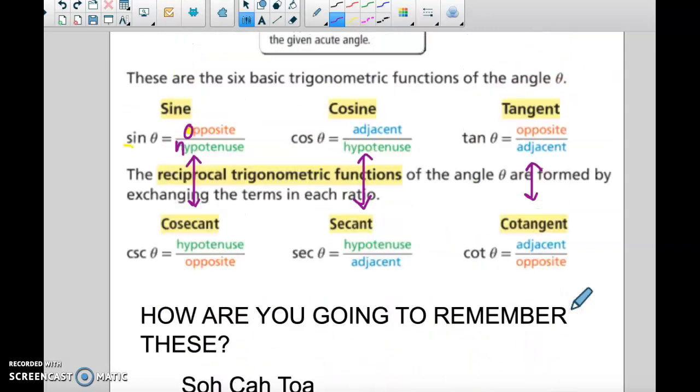And you have to remember the reciprocal functions that go the other way. So once you know the first 3, then you just flip it, right? Take the reciprocal of those ratios to find the last 3 trig functions.